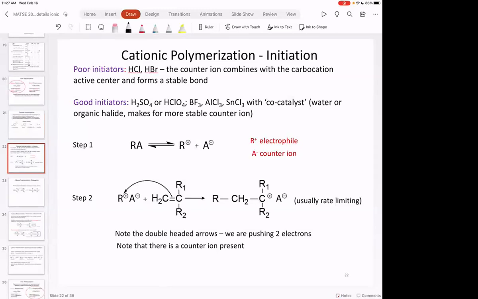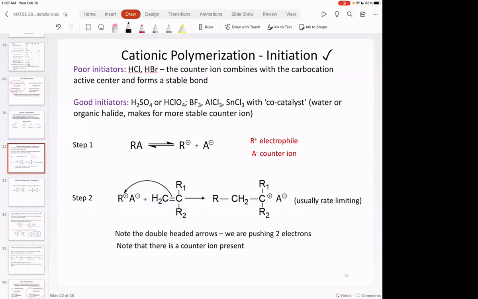In all addition polymerizations and all chain growth, you need to initiate the active center, right? So you still have initiation for cationic polymerization. Even though the active center is not a radical, we still call it initiation, because otherwise the styrene is just going to sit there and there are no radicals or anions or cations formed. And so you need an initiator to start the polymerization.